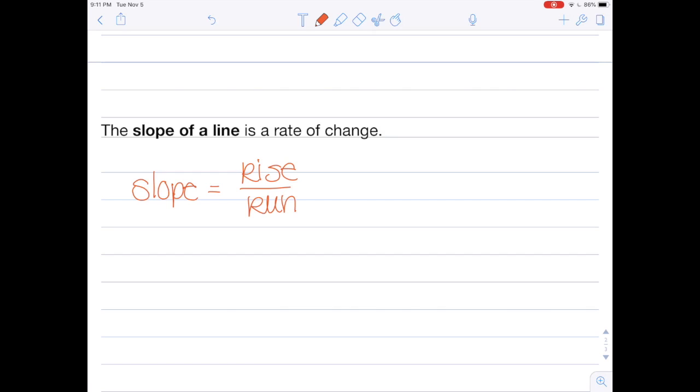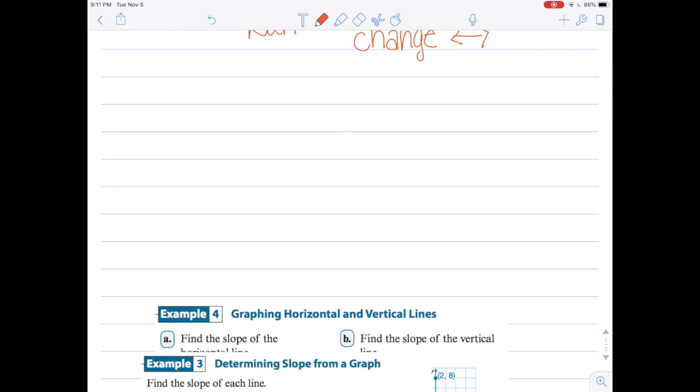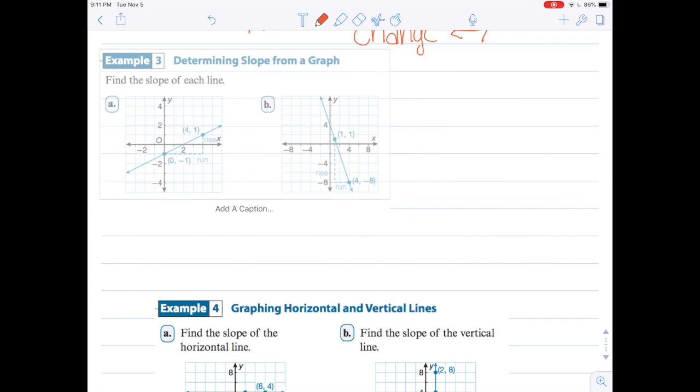So what this means is the change in the vertical, so you're going to count how many blocks the graph moves up or down over the change in how many units the graph moves left or right. Rise is up and down, run is left to right. So let's get our example back up here and try this out.